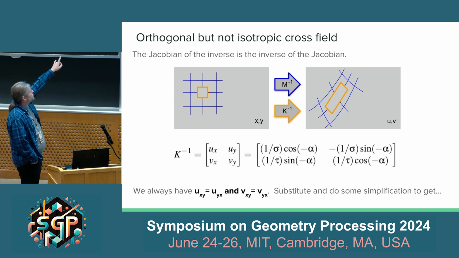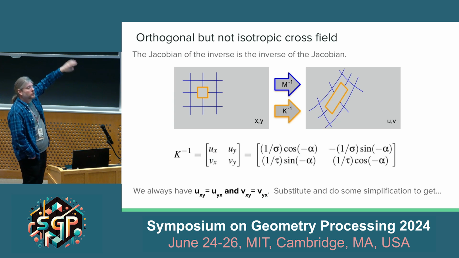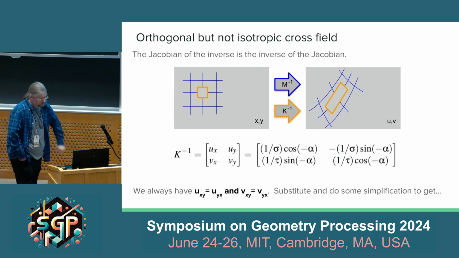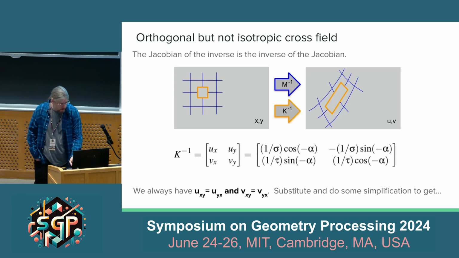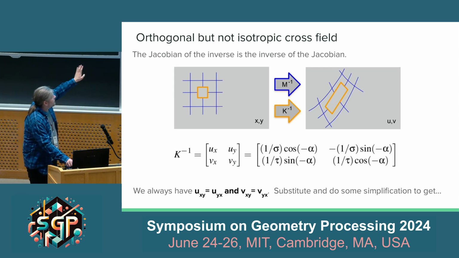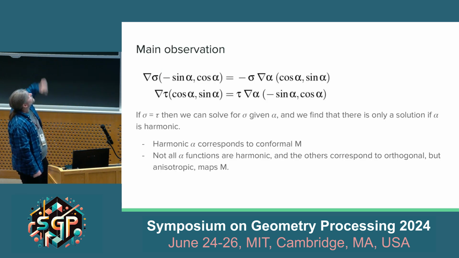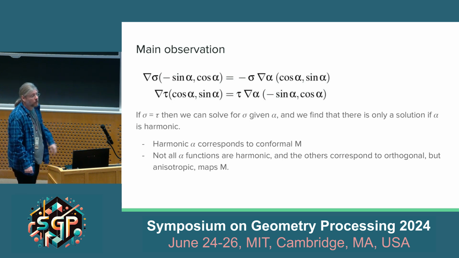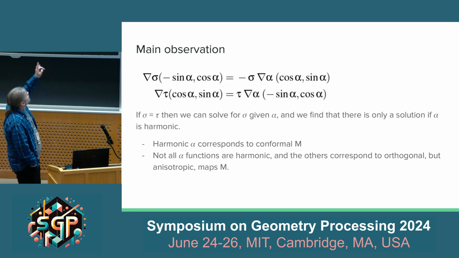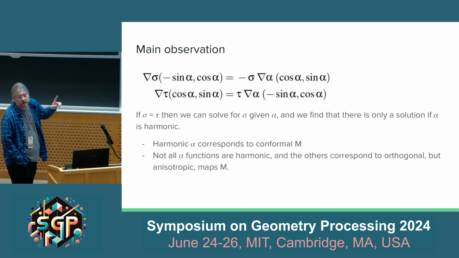exploit the symmetry of second derivatives here to come up with relationships between the partial derivatives of the elements of our inverse Jacobian. And if we do that and then clean up, we get these two equations. So they're directional derivatives of sigma and tau, and ignoring what they are for a moment, we originally took the long route to get here.